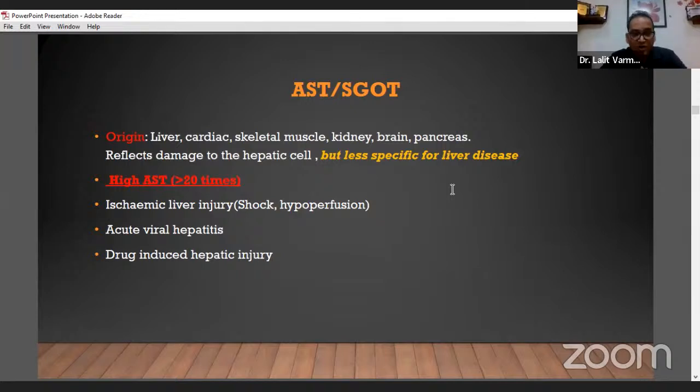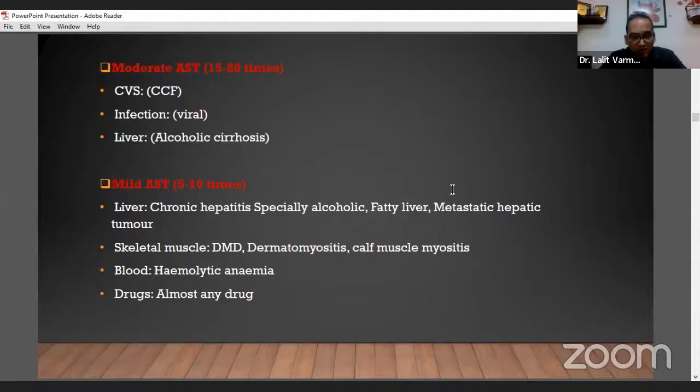But of course, when we talk about very high AST, which is more than 20 times, it can again be seen in ischemic liver injury, shock and hypoperfusion, viral hepatitis, and drug-induced hepatic injury. When we talk about moderate elevation of SGOT, which is your AST, it is seen in cardiac conditions, cardiac failure, infections like subtle viral infections, and alcoholic cirrhosis.